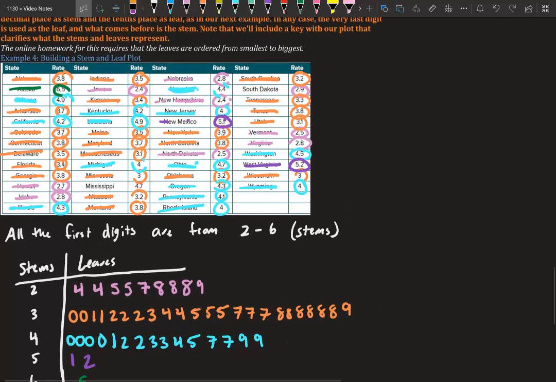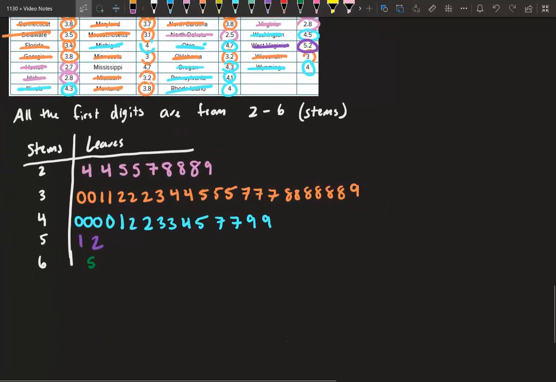So the last part will include a key. We're going to actually tell the readers how to read this. So 6 line 5, that actually means 6.5. So 2, 4, that's 2.4. 3, 0, that's 3.0. 4, 0, that's 4.0, and so on.